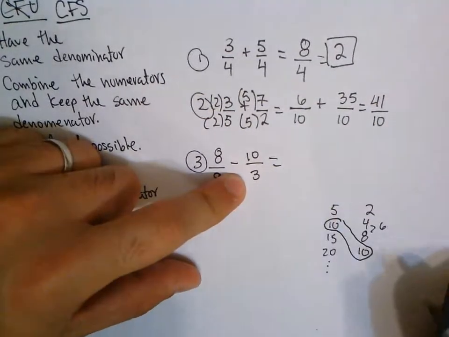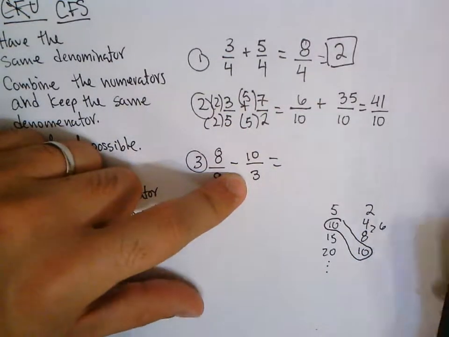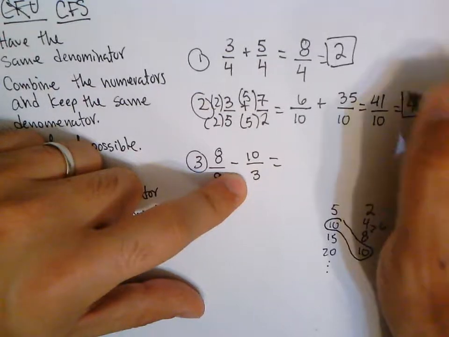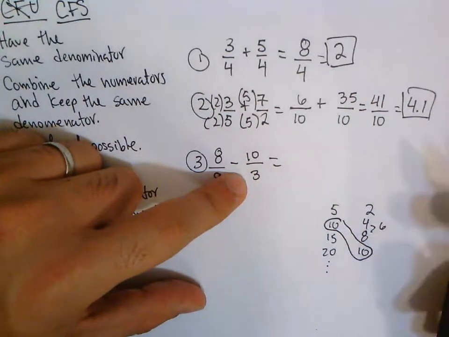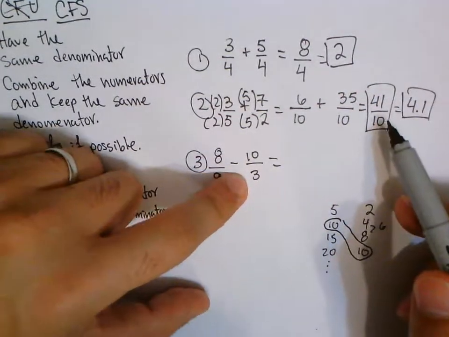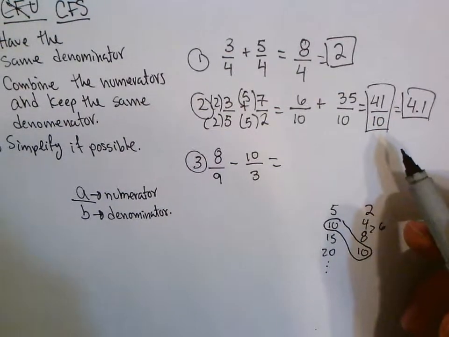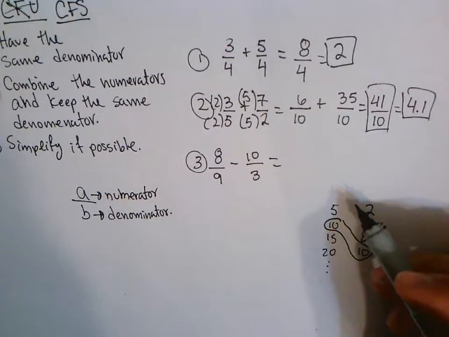Can I simplify this? I don't really think so. You can write it as a decimal. As a decimal, it will be 4.1. But if you are in high school, this is something that you don't really have to do. If you were to leave your answer like this, it will be counted correct for some teachers. Others, they just want you to write it as a decimal.